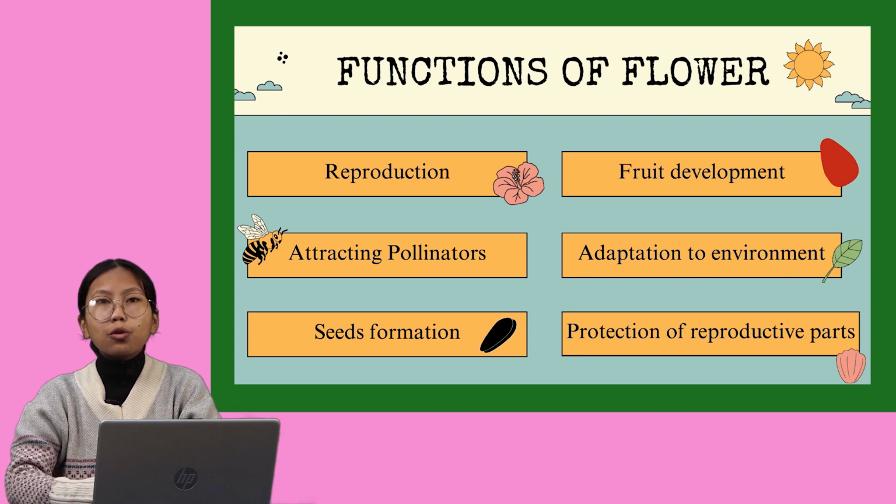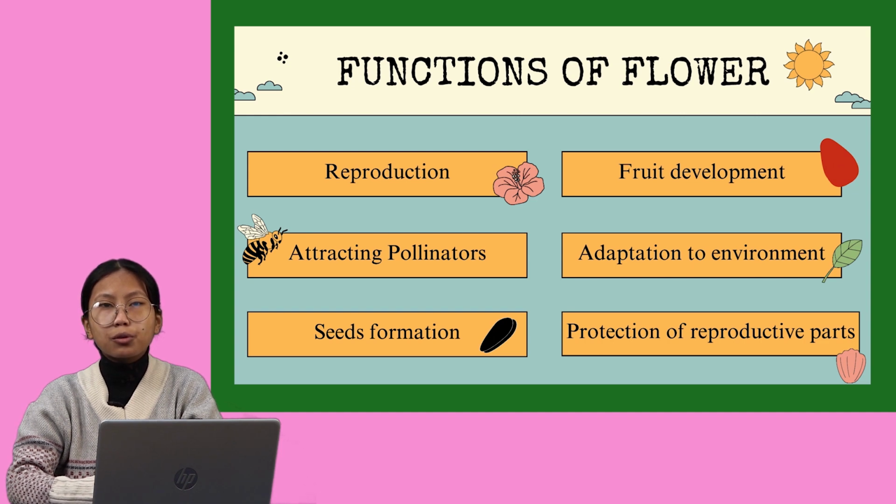Fourth function of flower is fruit development. Fruit is the ripened ovary. Once the flower undergoes fertilization, it forms seed. After that, it develops into a fruit.